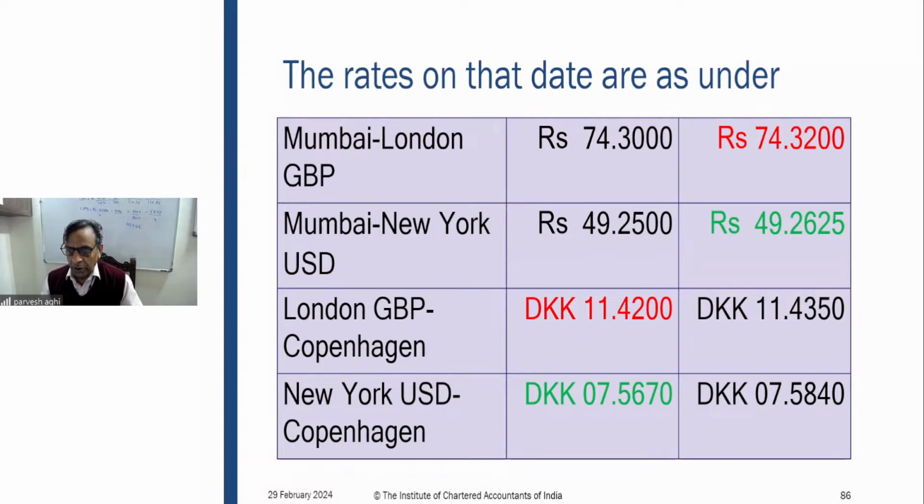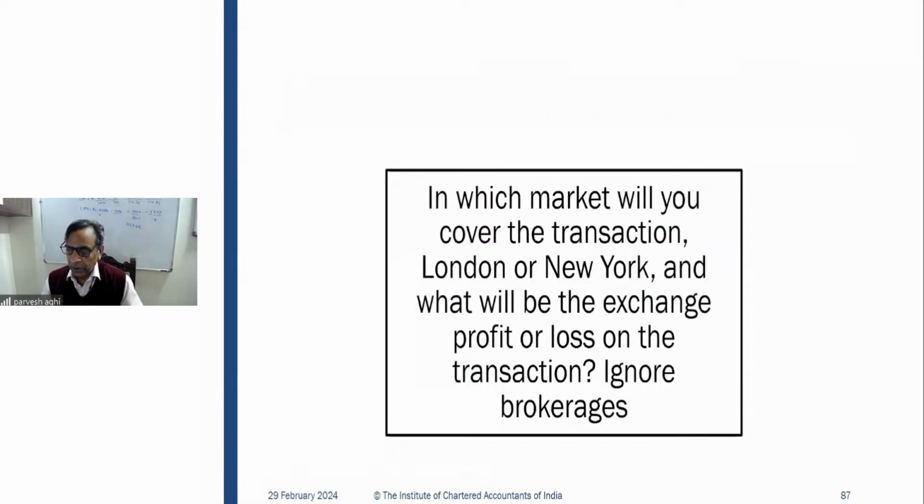Mumbai, New York, rate for the US dollar is 49.25 and 49.2625. In London, the rate of Danish kroner is given, as well as in New York, the quotation for Danish kroner is given, both in terms of bid and ask. In which market will you cover the transaction, London or New York? And what will be the exchange profit or loss on the transaction? Ignore the brokerages.